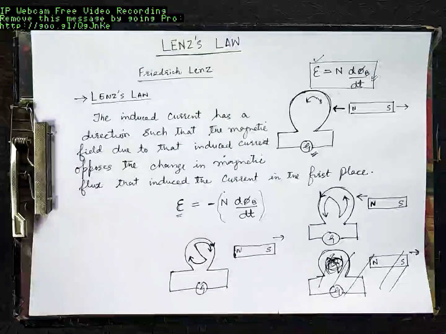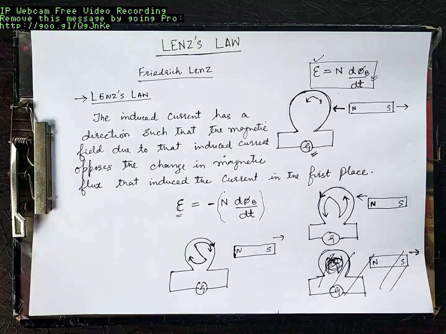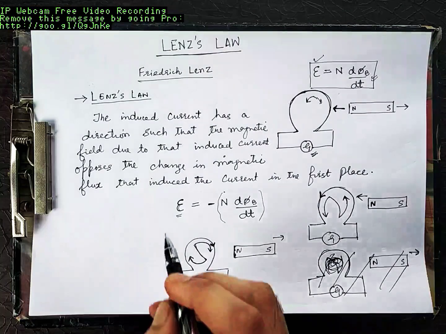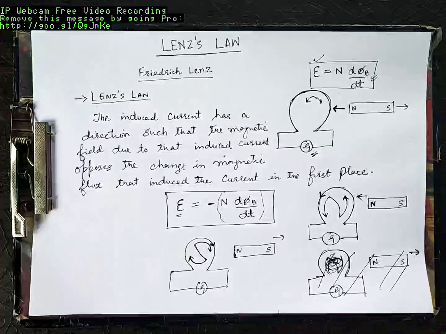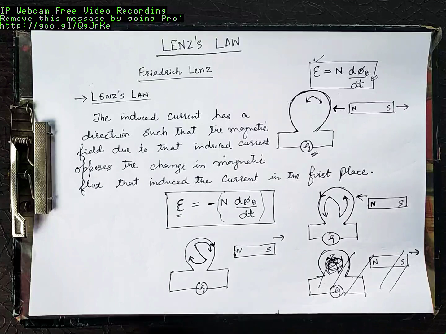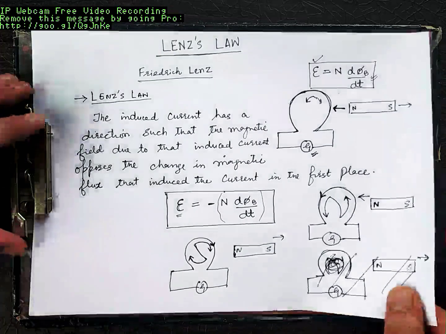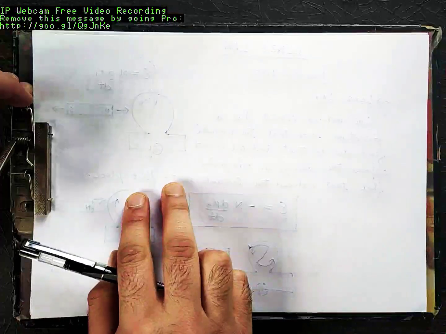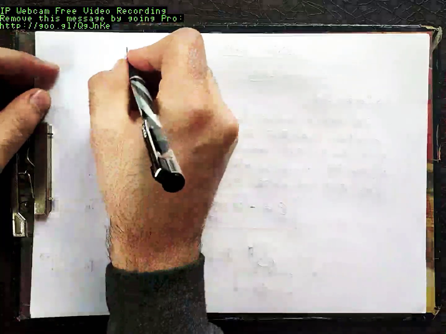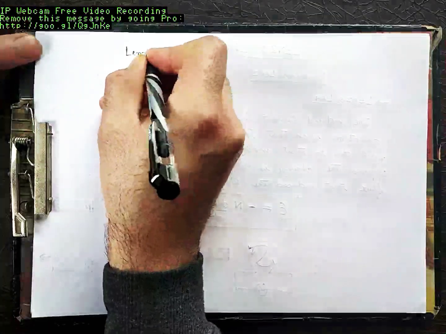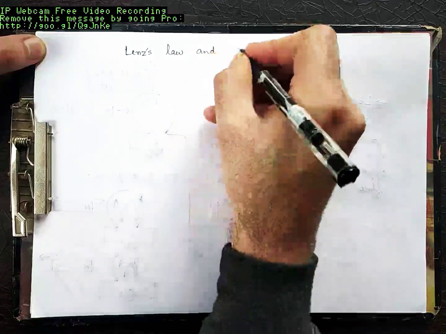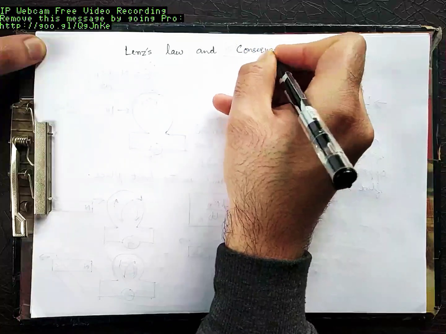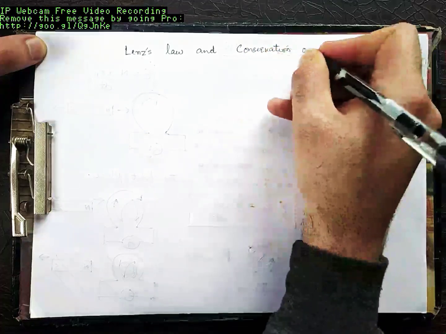Now what is the proof of Lenz's law? Why should Lenz's law hold? What is the reason that Lenz's law should hold? Why not the opposite? Why should this happen? It opposes the cause that produces it. It directly comes from the law of conservation of energy. What we call Lenz's law and conservation of energy.